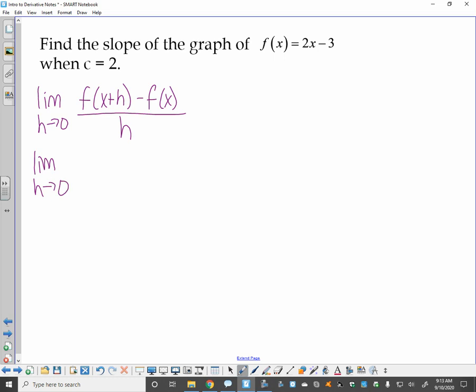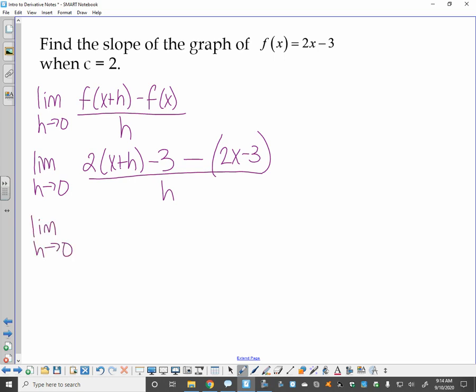Limit as h approaches 0. Okay, f of x plus h. That means take an x plus h and plug it in. So 2 times x plus h minus 3. Okay, minus f of x. Okay, guys, minus. Now watch, I'm putting that in parentheses because it is now multi-termed, and the negative has to run through it. So limit as h approaches 0 of 2x plus 2h minus 3 minus 2x plus 3 all over h.